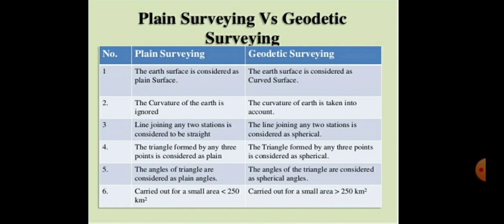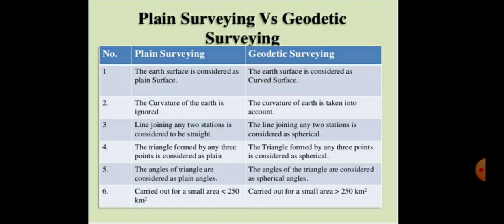Now this is the difference, point by point, between plane surveying and geodetic surveying. In plane surveying, the earth surface is considered as a plane surface, and in geodetic surveying the earth surface is considered as a curved surface. In plane surveying, the curvature of the earth is ignored, but in geodetic surveying, the curvature of the earth is taken into account. The line joining any two stations is considered to be straight in the first, and spherical in the second. So this is also the difference: in the first one it is considered as straight, and in the second one it is considered as spherical.